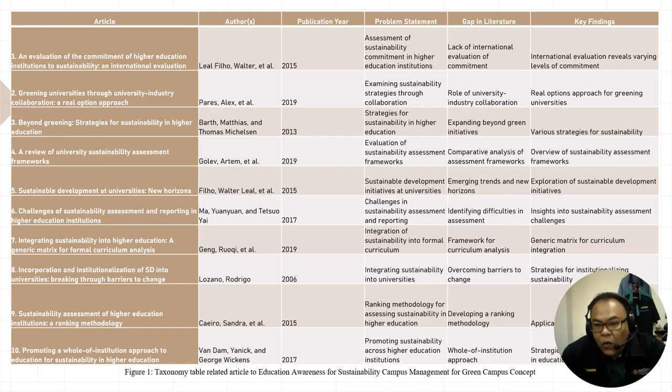And the oldest article I chose is from 2006, from the author Lozano Rodrigo: Incorporation and institutionalization of SD into university, breaking through barriers to change. So I think later on we get much more in my article. We proceed to the next slide.